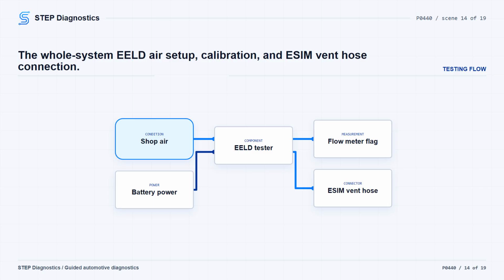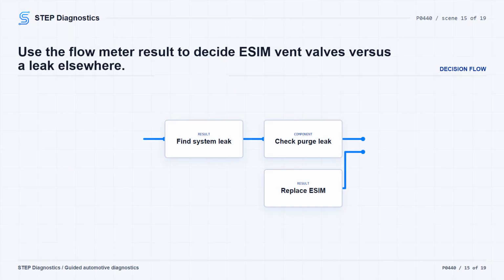If the tester is calibrated correctly, the ball should rest on the bottom of the airflow meter when there is no leak. Depending on fuel level and venting configuration, it can take several minutes to fill the system. If the ball drops to the bottom of the airflow meter, or below the red flag, the rest of the system is sealed and the leak is coming from the vent valves inside the ESIM. Replace the ESIM, then run the intrusive leak evaluation again to verify the repair.